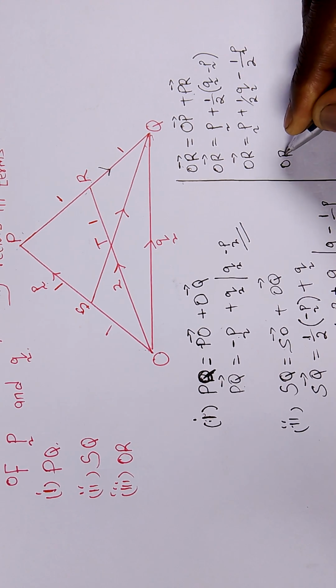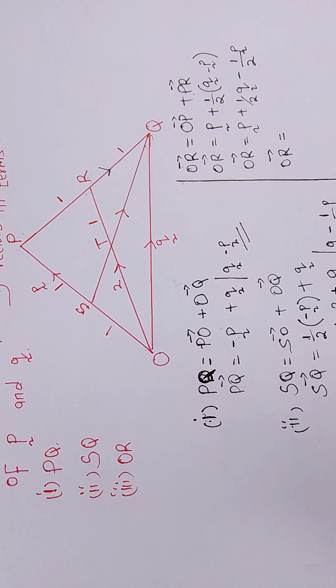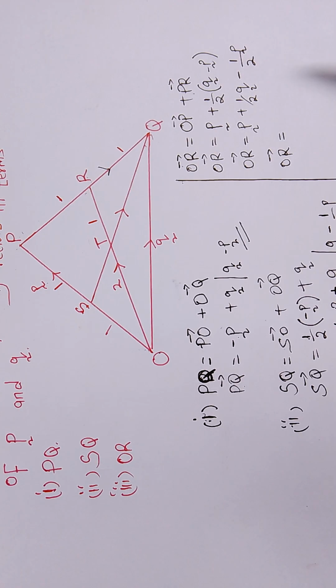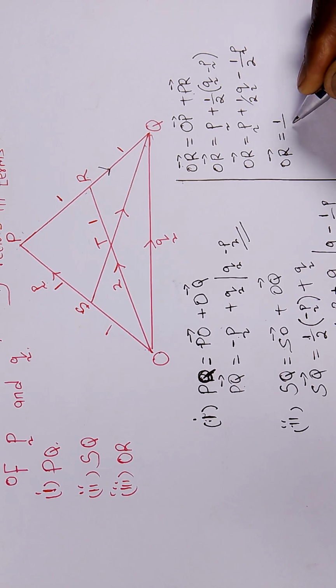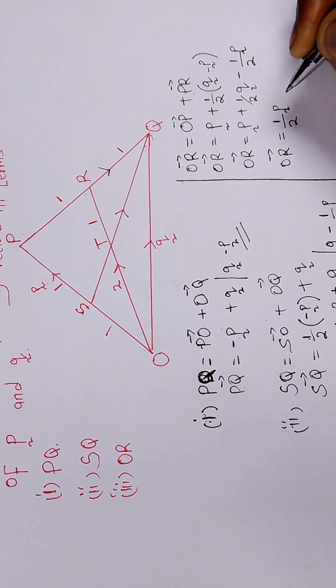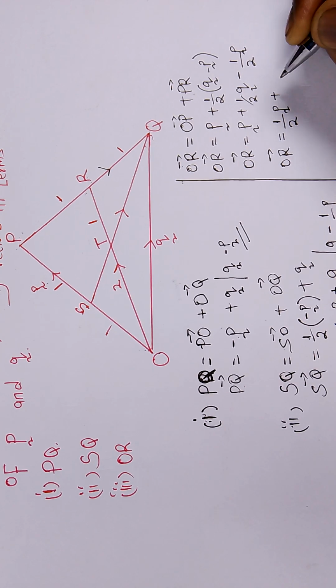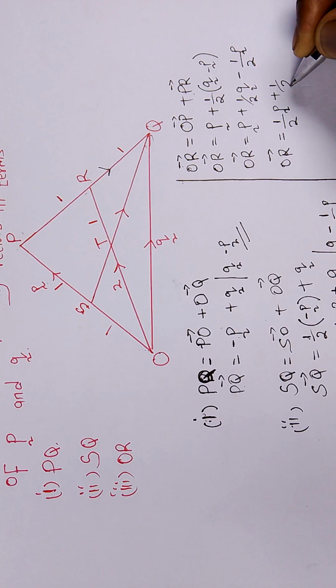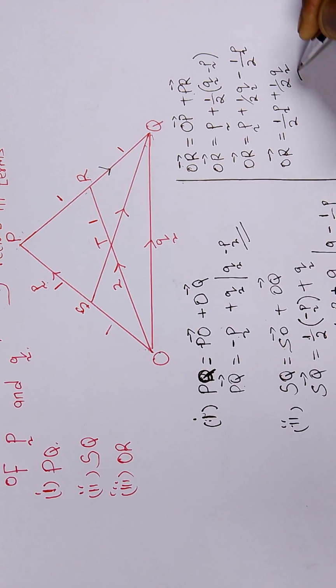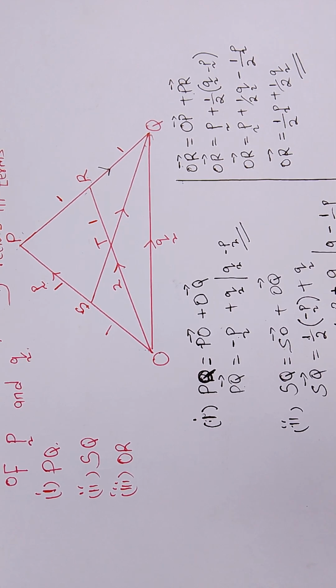So OR, when we put our like terms together, we will have P minus a half P will be equal to a half P plus a half Q. So that is how we determine position vectors.